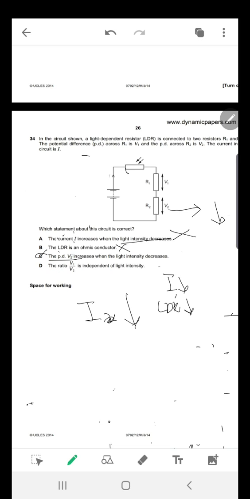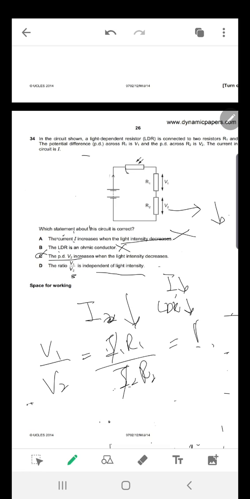Now let's see, the ratio of V1 over V2 is independent of the light intensity. Let's say V1 over V2 is I1 R1 over I2 R2, where the currents are the same in one loop, so they cancel, leaving R1 over R2. So basically it's independent of light intensity, it's just dependent on the resistance. The light intensity affects the current in the circuit, but the ratio does not depend on current. So that's why it is independent of light intensity. So option D is correct in this case.